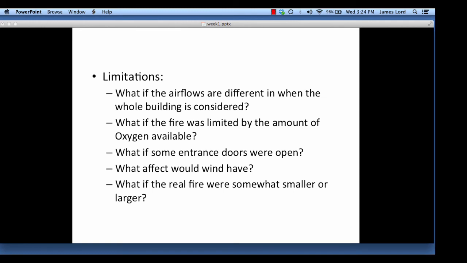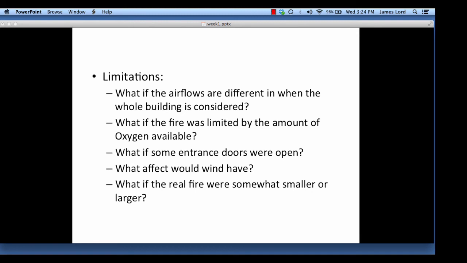So the testing is nice, and it backs up our fire dynamics in that we think the fire would go up essentially and not down. But there are some limitations because of the fact that we're not building the whole apartment complex. It's not the exact same thing. We're not in Colorado Springs in the wintertime. So we need to be able to talk about the effects of some of those limitations. So how do we work out what if these airflows are different when we have a whole building involved?